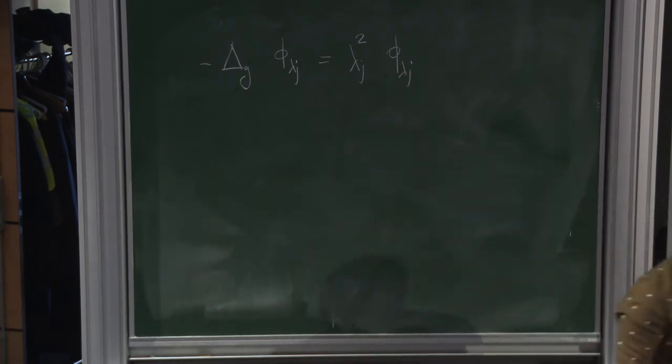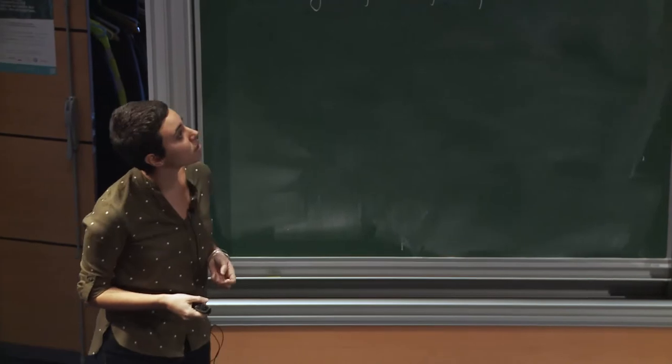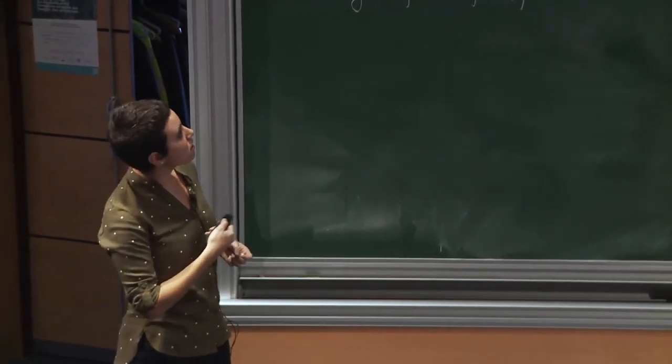And because, again, the manifold is compact, you can form an orthonormal basis of L2 of the manifold, when you endow L2 with the Riemannian volume form, using these eigenfunctions that throughout the talk I'm going to take to be normalized.